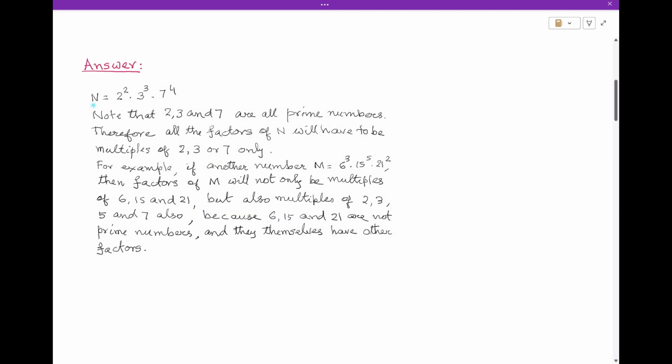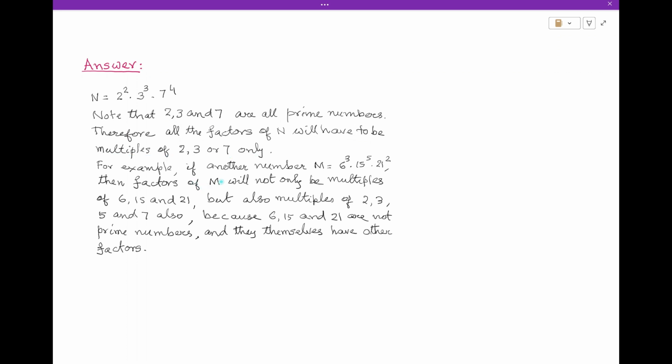Now it is given that n is equal to 2 squared multiplied by 3 cubed multiplied by 7 to the power of 4. Note that 2, 3 and 7 are all prime numbers. Therefore, all factors of n will have to be multiples of 2, 3 and 7 only.